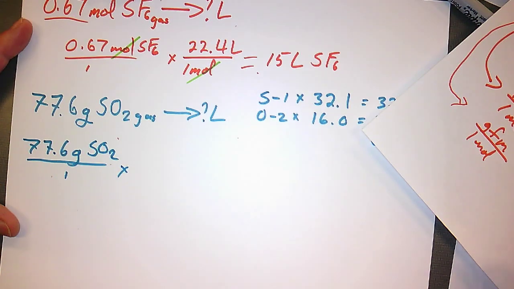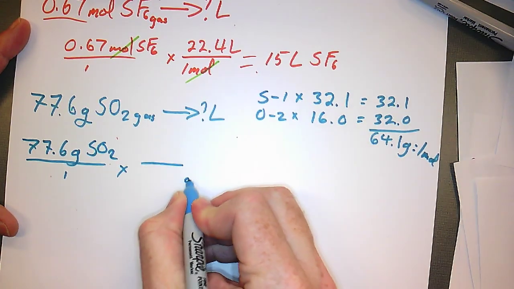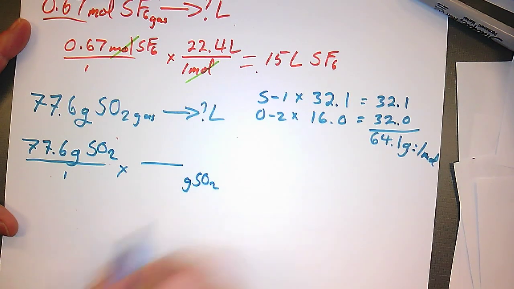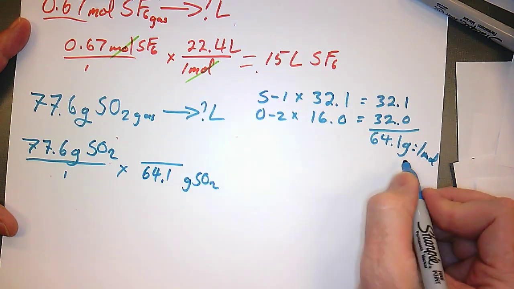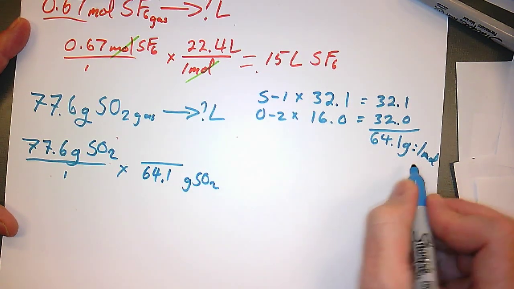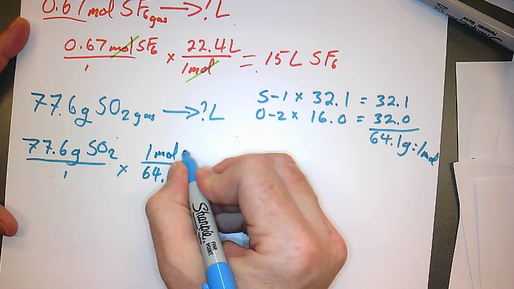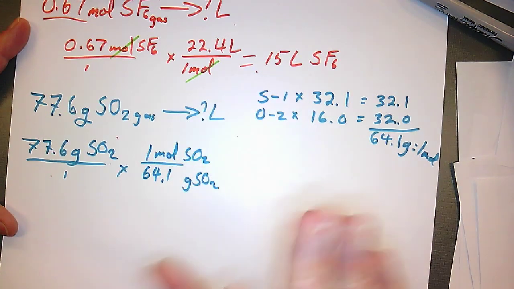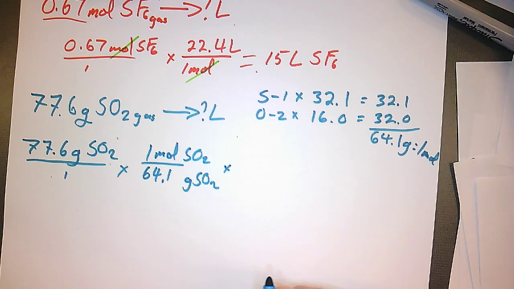If I have grams on top, where's it going to go on the next step? Bottom. Grams SO2. How many grams? 64.1. Good job. It's what we added up. And what's that equal to? 1 mole. So we put 1 mole on top. SO2. All right. I'm going to go ahead and do this as one long problem, and then I'll go back and break it down if somebody wants me to break it down.